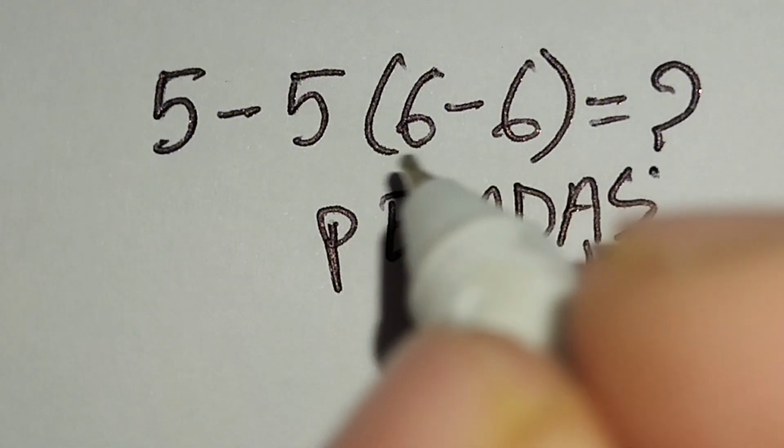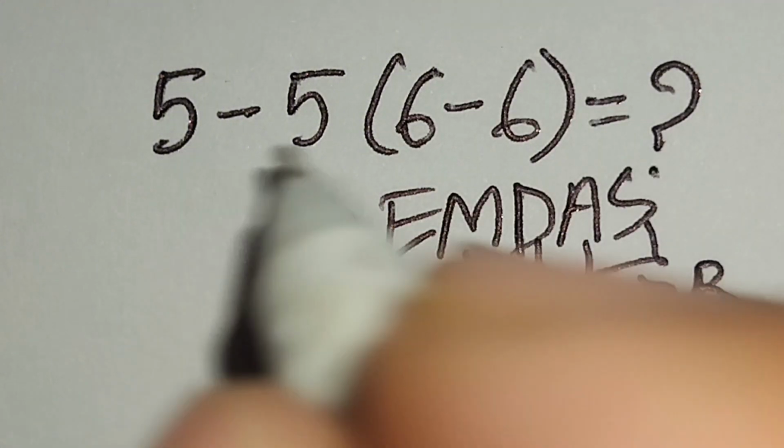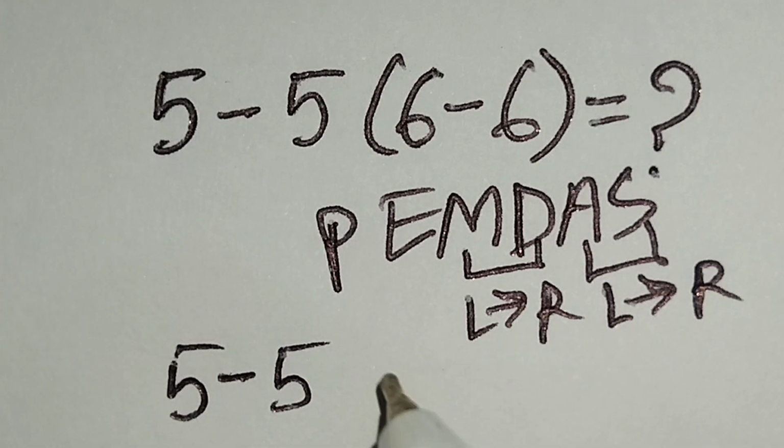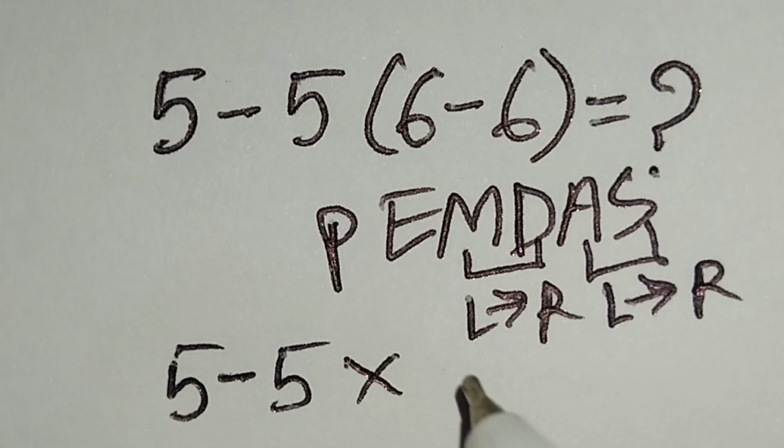Therefore, at first we have to work with this parenthesis. Here this 5 minus 5 multiply this 6 minus 6 gives us 0.